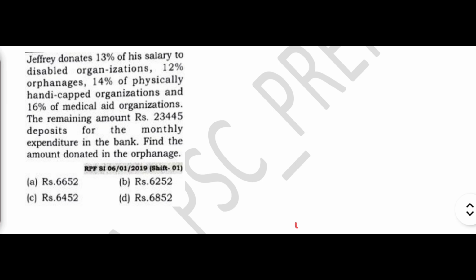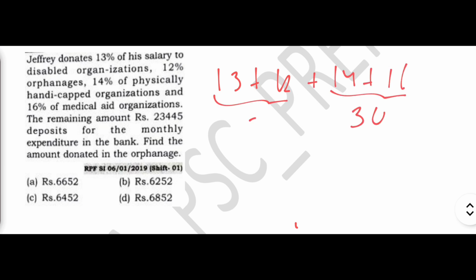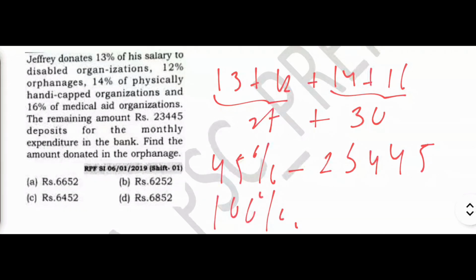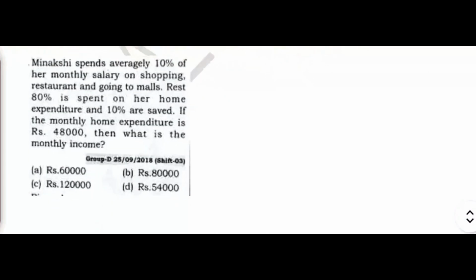Jennifer donates 13% of the salary to disabled organizations. Guys, if you add all these, 13 plus 12 plus 14 plus 16, this itself is nothing but 30, and this is 25, which is 55. What is remaining is 45%. You need to find 100%. If you solve this, you will get the answer. I'm not going to solve this because it will again become calculative and it will waste my time. I'm just trying to show you the approach.